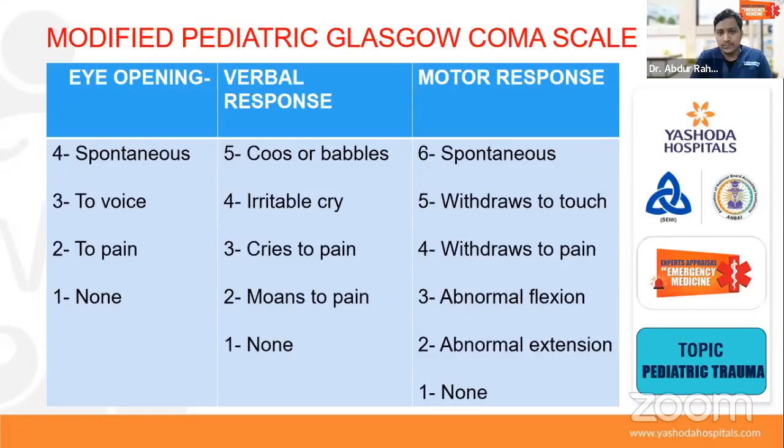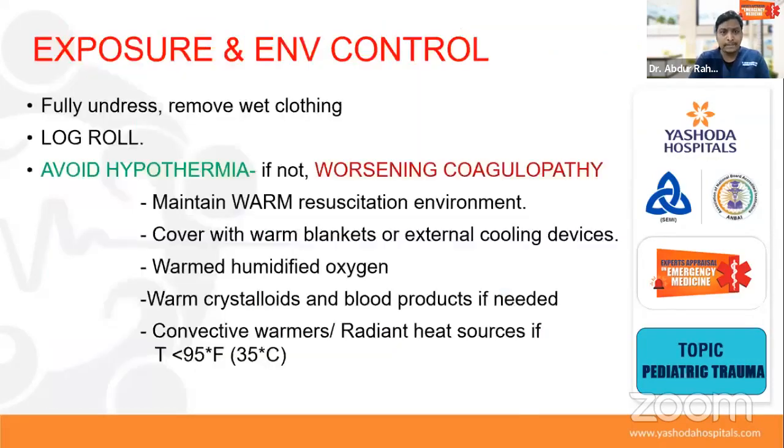In case of motor response, if there is a spontaneous motor response, score of 6. If withdraws to touch, score of 5. Withdraws to pain, 4. Abnormal flexion, 3. Abnormal extension, 2. None, 1. This is the modified pediatric GCS.